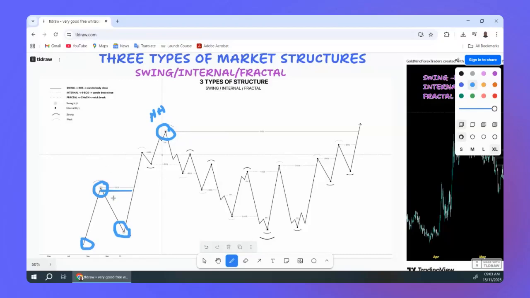But remember, from our previous video episodes, we say that after every break of structure, we always expect a pullback. This is an internal break of structure. I'm going to talk about that one.